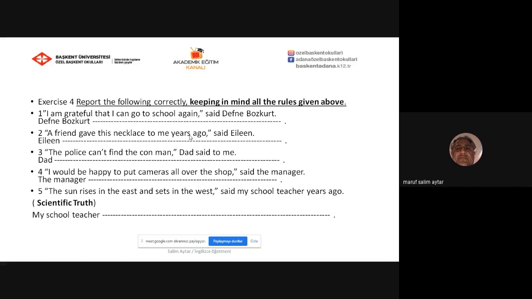Try to answer the third. Actually, try answering the third one, because it is not hard at all. "The police can't find the con man," that said to me, pardon me. Actually, both are possible. That told me the police couldn't find the con man.